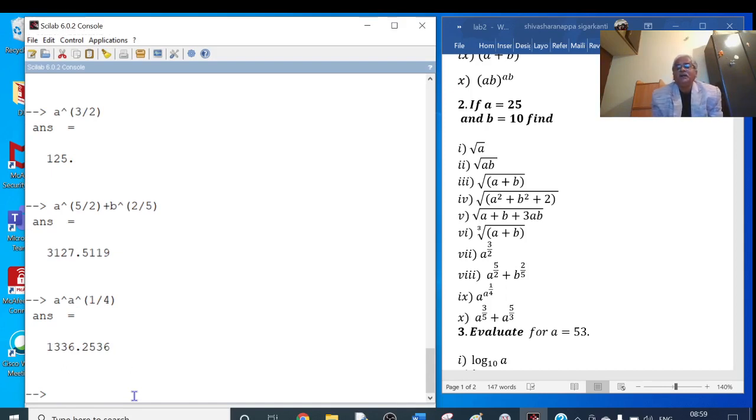And next, a to the power of 3 by 5 plus a to the power of 5 by 3. That's a to the power of 3 by 5. Here I have to put a bracket. Otherwise, this gives a cube by 5. So if you don't put a bracket, what you are getting is a cube divided by 5. Right.